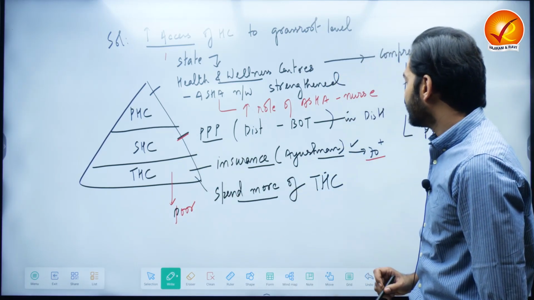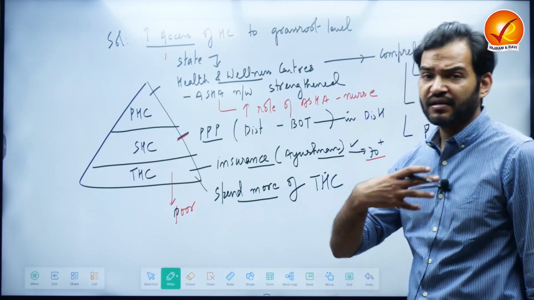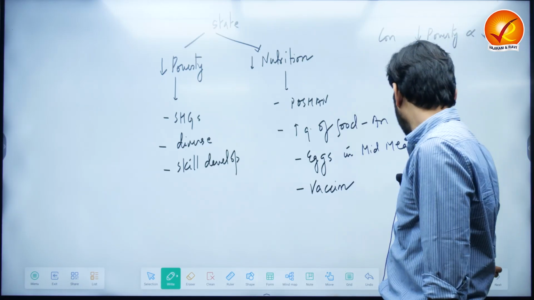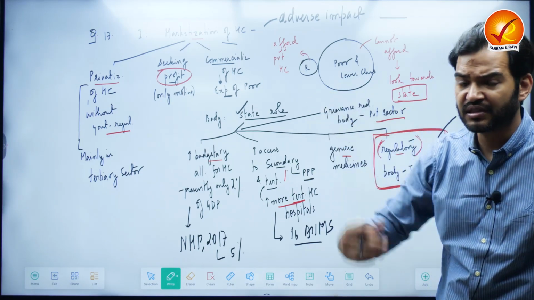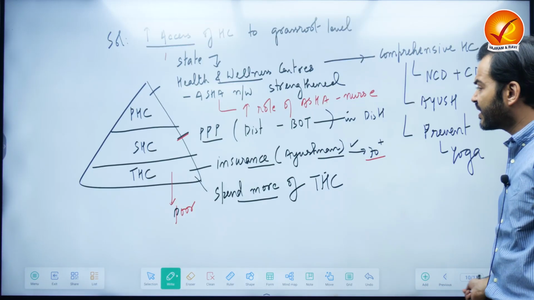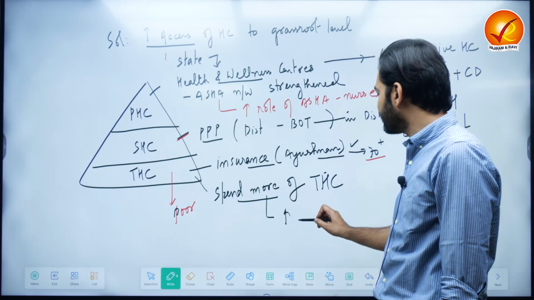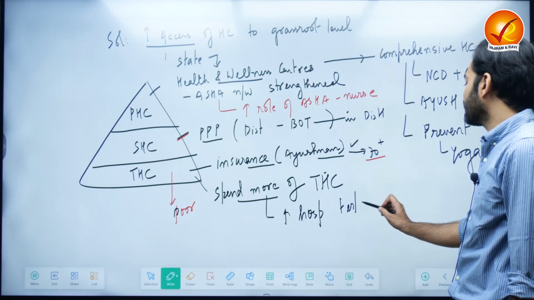Then, the government should spend more on tertiary healthcare. As I told, of the budgetary allocation, 2% of the healthcare budget is mostly spent on primary healthcare. So the government should increase its budget and spend more on tertiary healthcare. When it will spend more, it will open more government hospitals in tertiary healthcare.